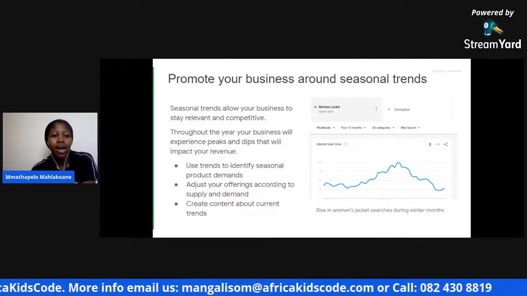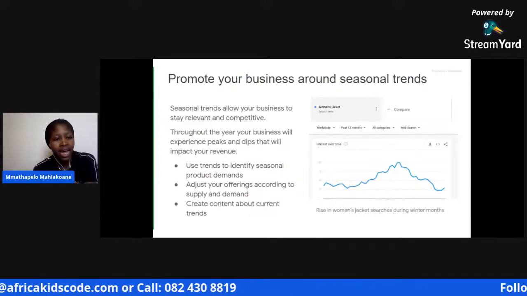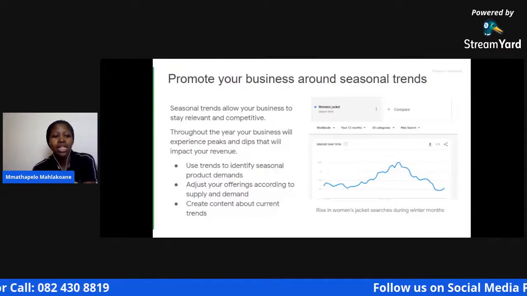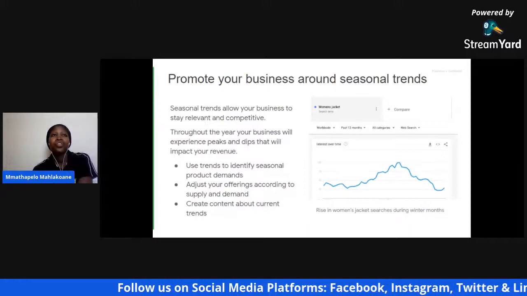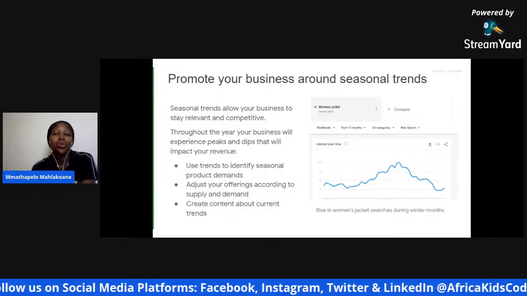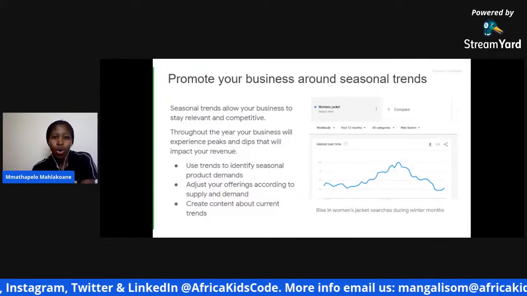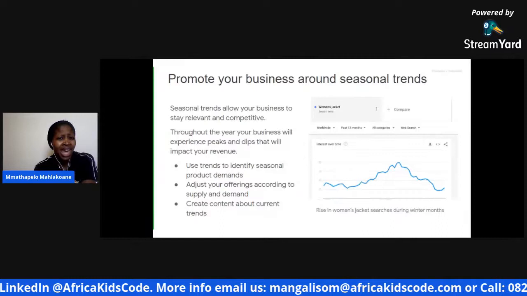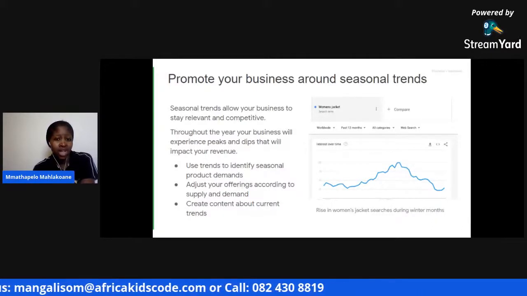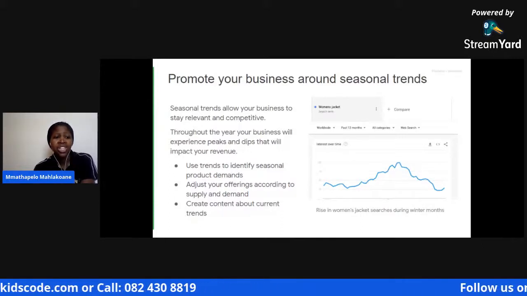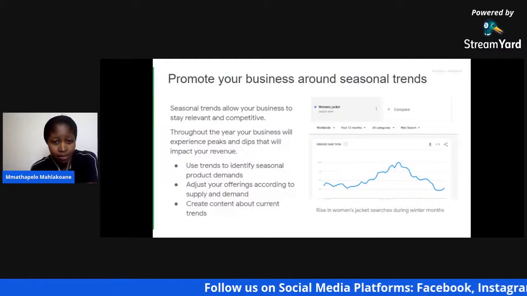Then create content about current trends. So if it is winter and you're selling fat cakes, make sure that you create content about that current trend, which is your fat cake. If you're selling your fat cakes during winter, probably you can also sell tea or coffee to go along with the fat cakes. You can also sell a Mangola and all of that. So please check the trends that are trending regarding your business.